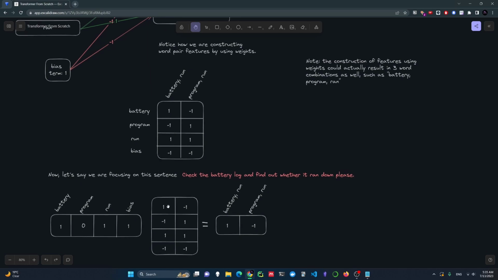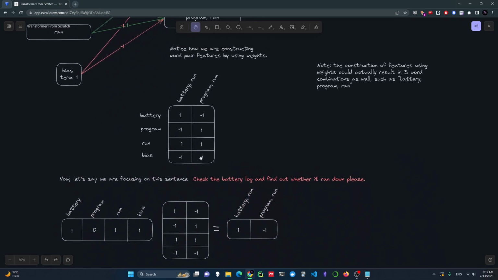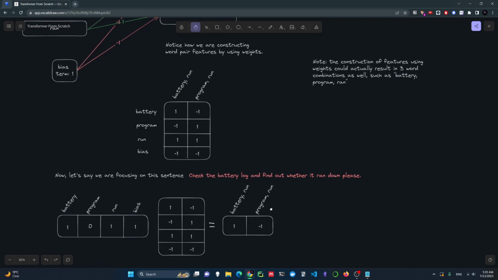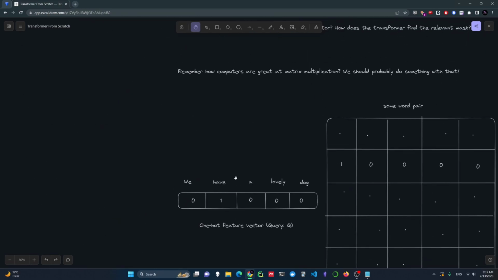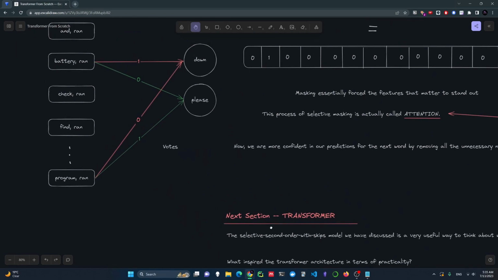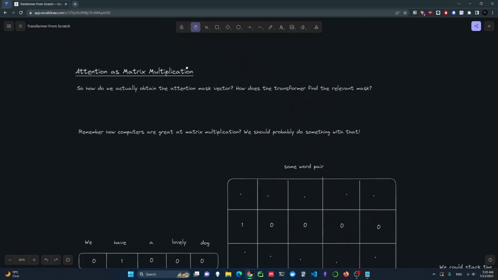And we multiply by this matrix we just came up with, essentially the weight matrix to represent these word pair features. After we multiply them, we end up with 1 and -1. So these are the word pair features for these two words, essentially the same thing as up here.